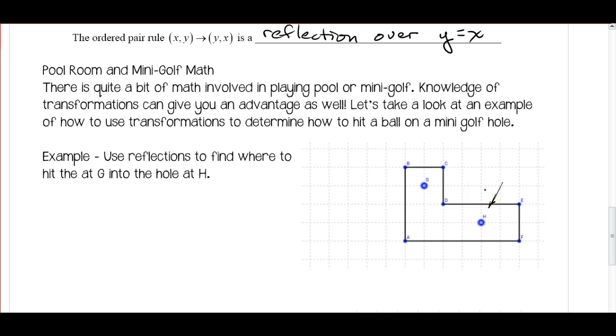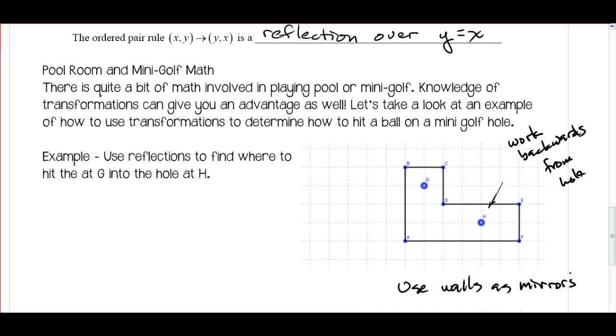So what you want to do is work backwards from the hole. We're going to use the walls as mirrors. Okay, and then work backwards. So I'm going to take H and reflect it over this wall AF. So I'm going to reflect it over to here, and I'm going to call that H prime.